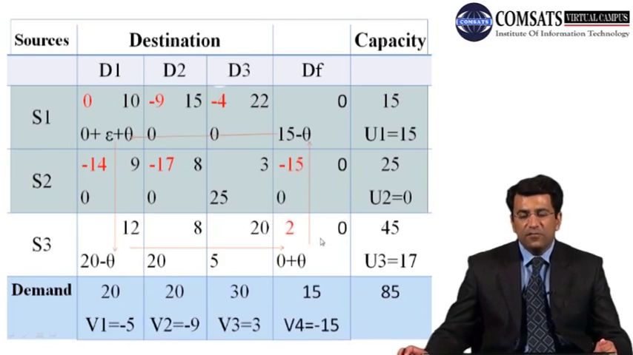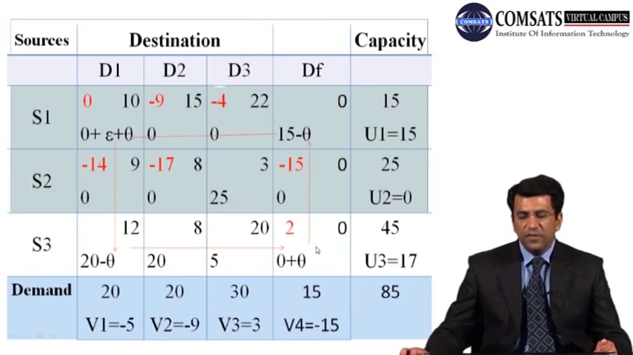In case we have more than 2 shadow costs for the different cells as positive, then we will take the maximum positive value to start with. But in this particular case there is only one positive value, so that's why we start from this particular cell, that is S3 and DF.